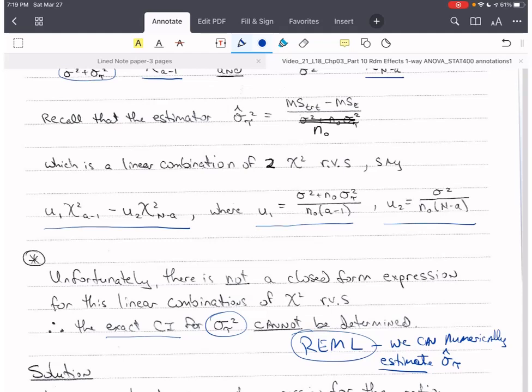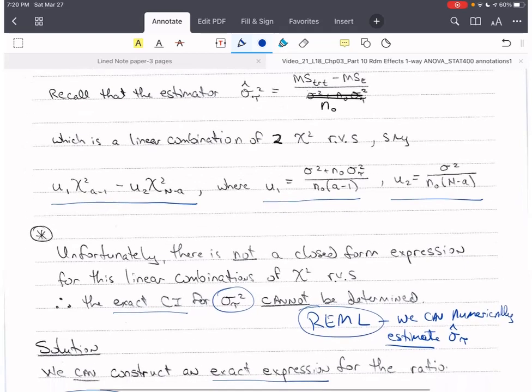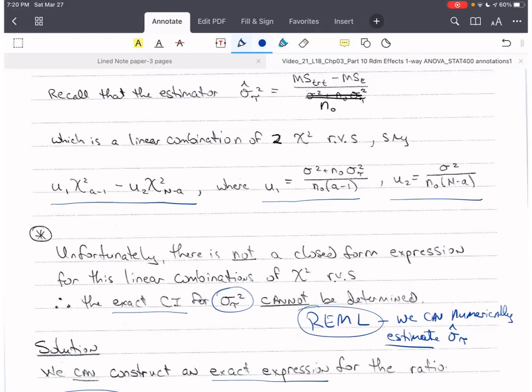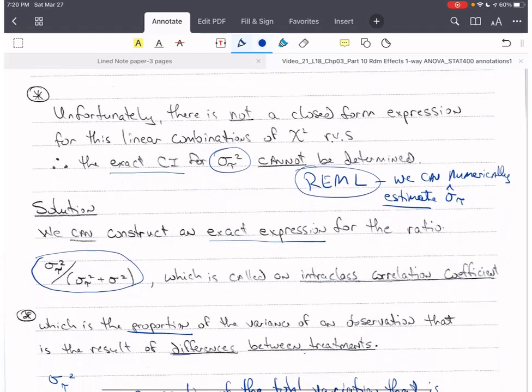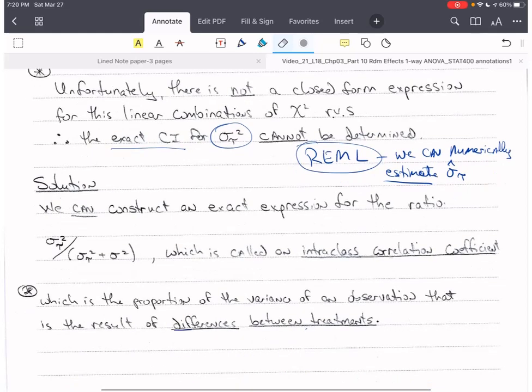So that means that we plug in a value, and then we come up with an estimate, and then we use that estimate to get closer to the real estimate. And so we look for that to converge, and when it converges, we say that we are within a certain amount. Then we say that we have found an estimate. Okay, so we will see that we can find those estimates, but we can't calculate them directly. What we can do is construct an exact expression for this ratio, sigma tau squared over sigma tau squared plus sigma squared.